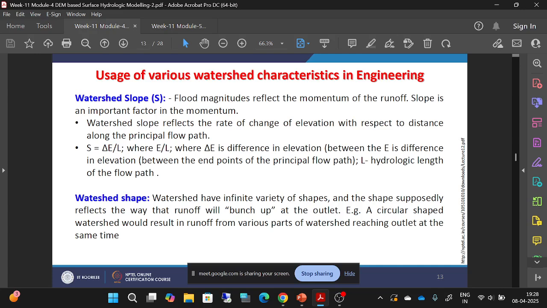Then obviously the watershed shape also. I don't know if you are already aware of it, but there are different shapes for the watershed. So the shape, for example, if it is tapering towards the end or if it's a little more bulkier, that kind of thing. A circular shaped watershed would result in runoff from various parts of the watershed reaching the outlet at the same time. It is going to be like intense flow coming in a location at the same time. That's not going to be very good, right? So the shape of the watershed is also important.